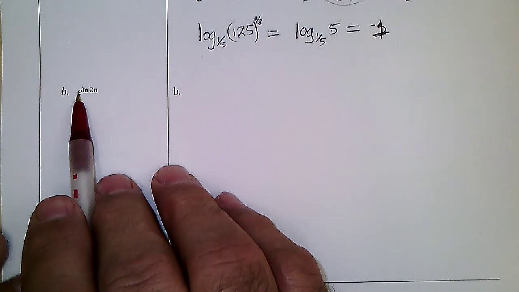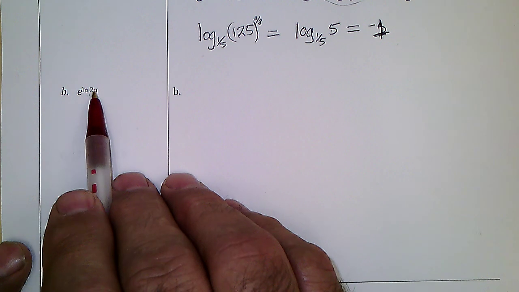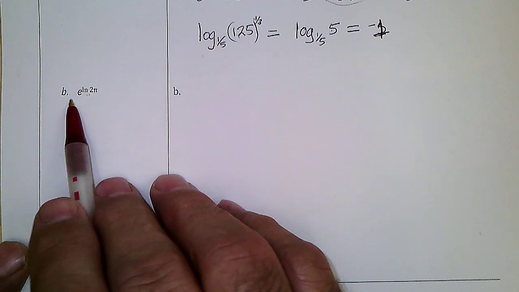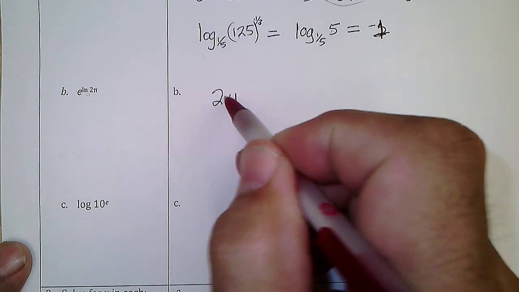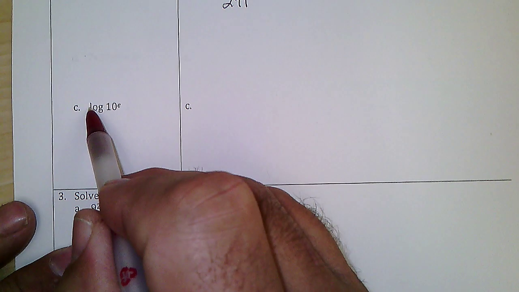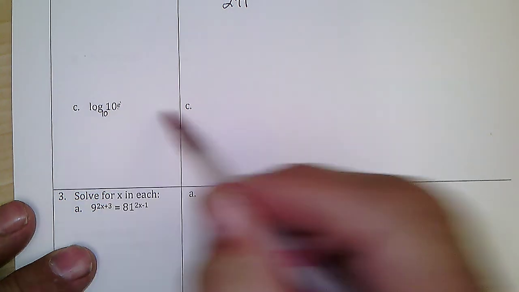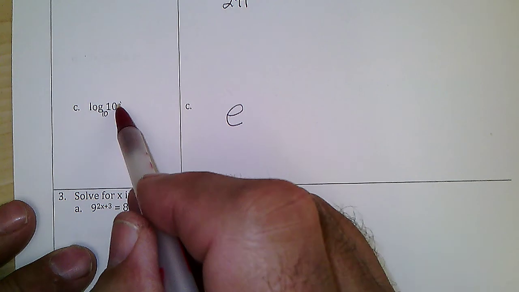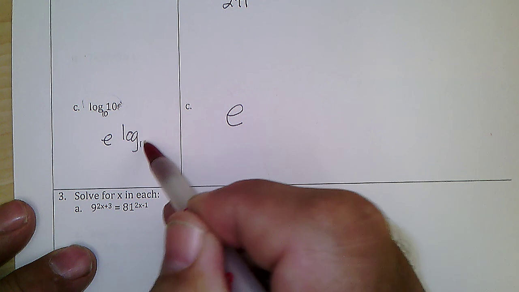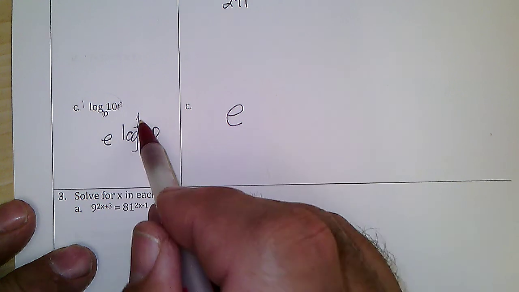Okay, this says e to the ln, which is log base e, of 2 pi. Well, e to the ln, they cancel out, and so I just get 2 pi. And this says, to what power do I take 10 to get 10 to the e? Well, that's going to be e. Or another way to look at it is e comes down and it becomes e times log base 10 of 10. What power did I take 10 to get 10? That's 1. So I get e times 1, which is e.